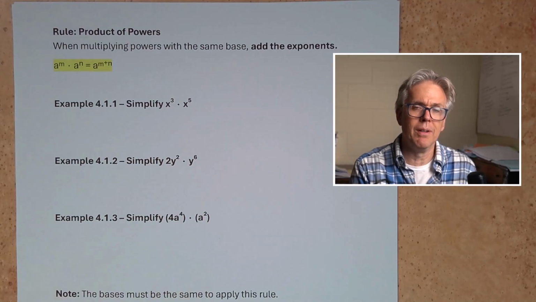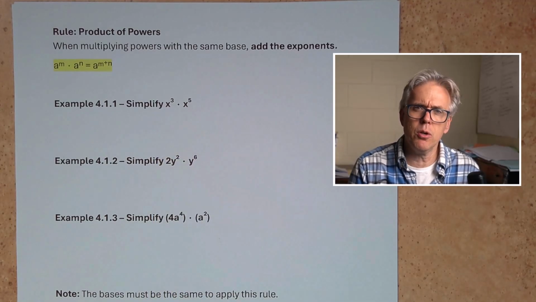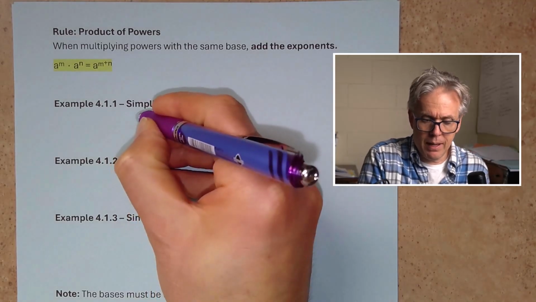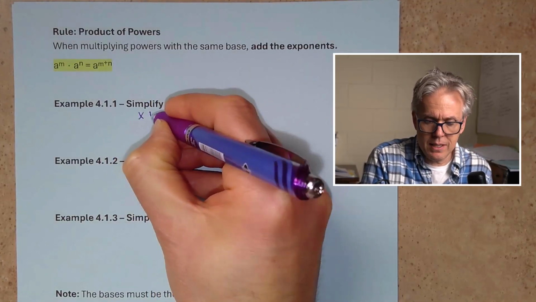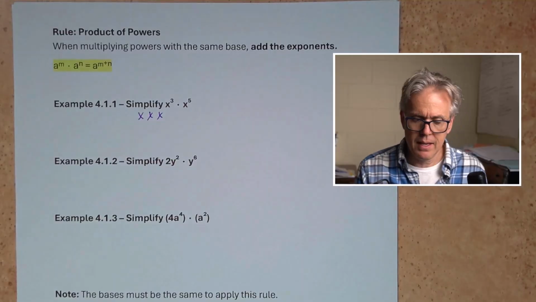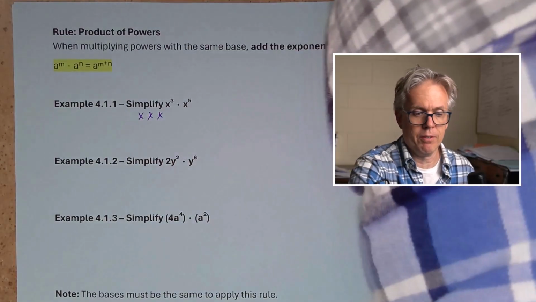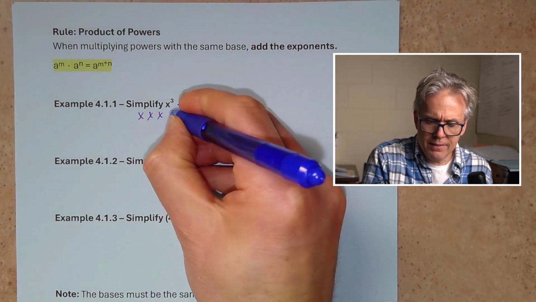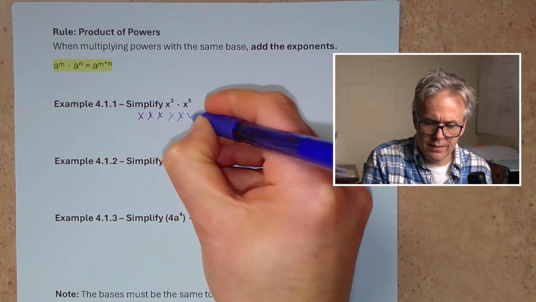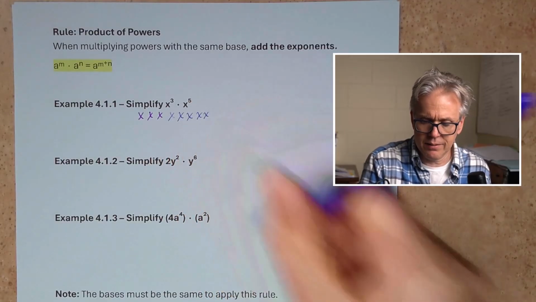So rather than applying the rule, let's think about what x cubed means. Well, it means I'm going to multiply x by itself 3 times. I basically have 3 copies of x. Now, what about x to the fifth? Let me use a different color here. It's going to be 5 copies of that x. So we have x times x times x times x times x.